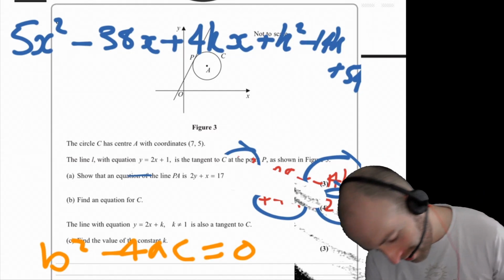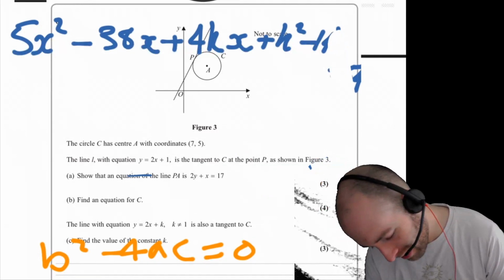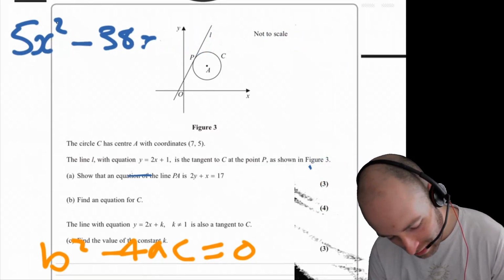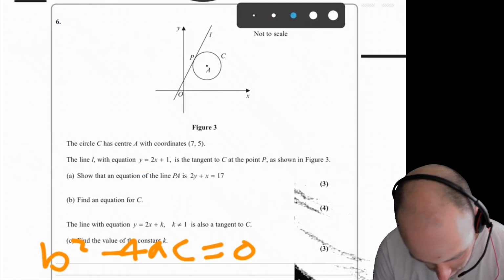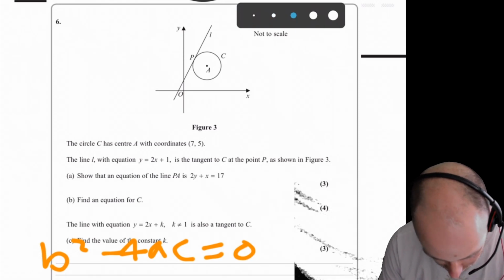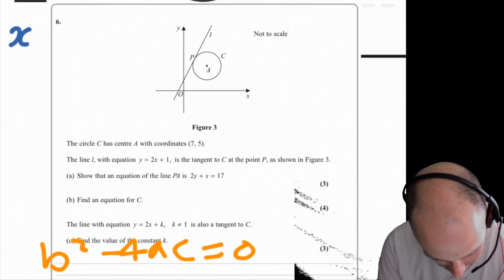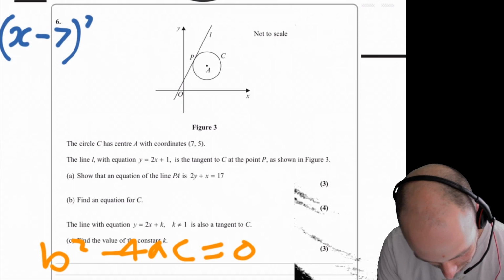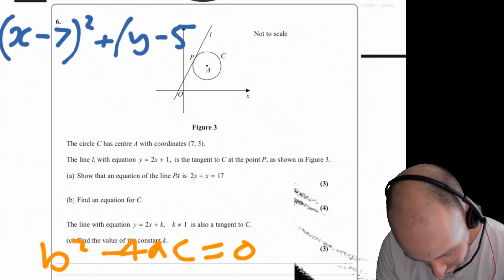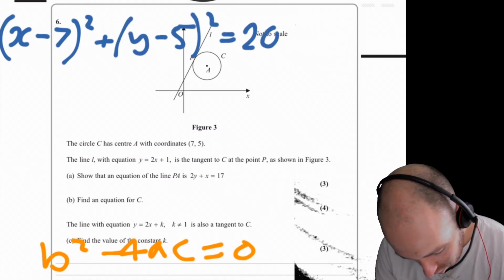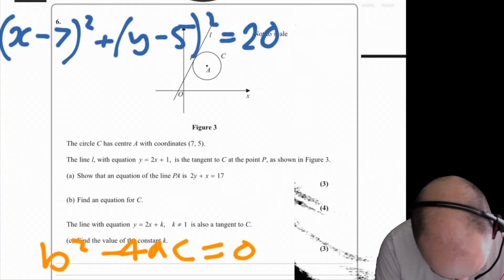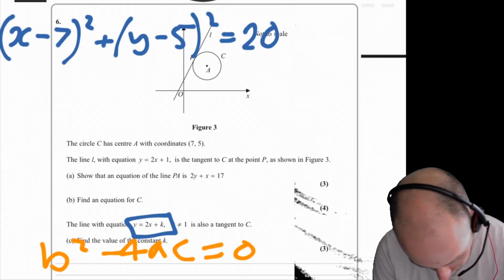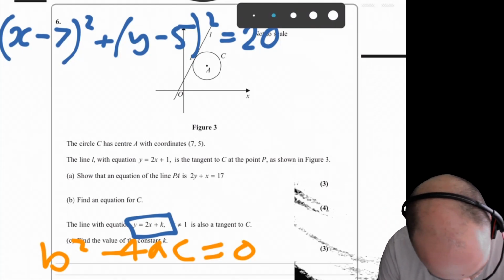Oh no, I got the x's and y's wrong. Okay, sorry guys. I was rushing through that a bit. Alright, let's fix it. So the circle is x minus 7, oh, awful, I mean x minus 5 squared plus y take 7 squared equals 20. And the line there, 2x plus k. So I'll expand and put it all together. You know what the method is now.